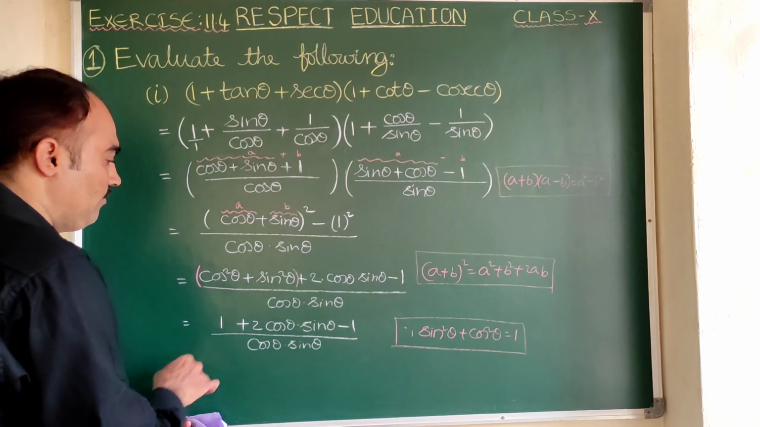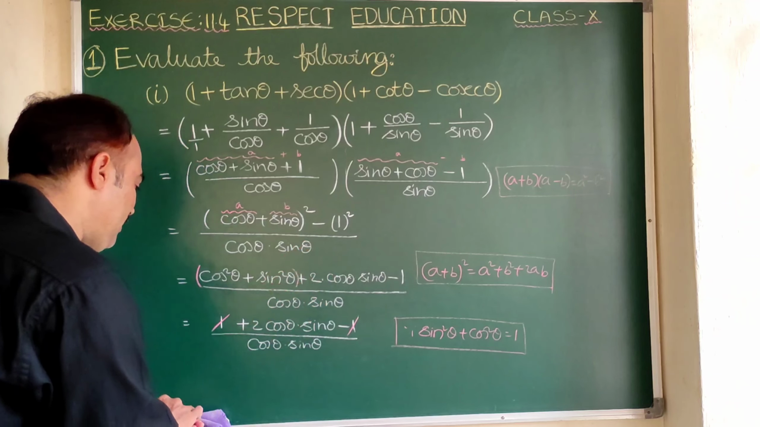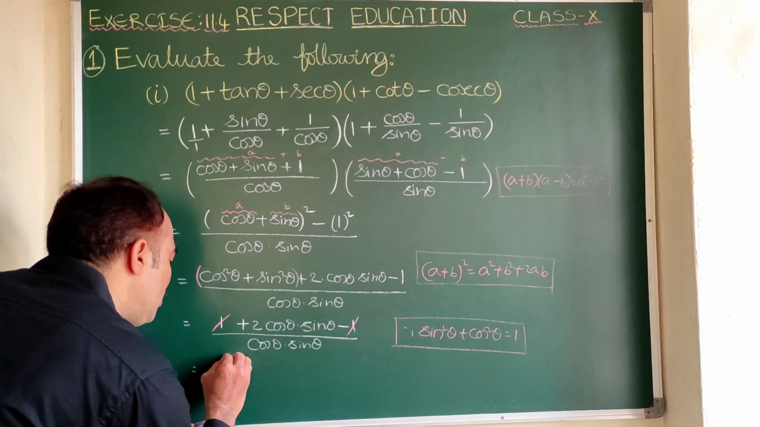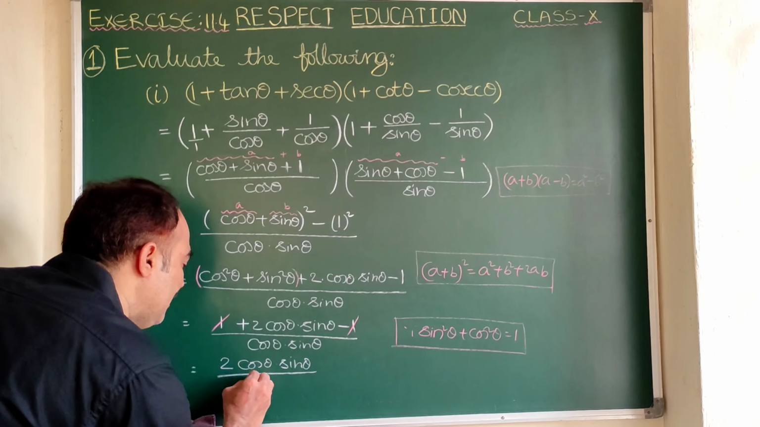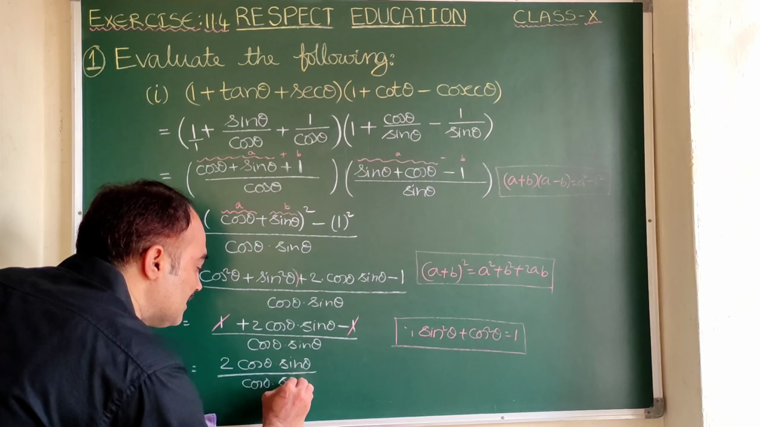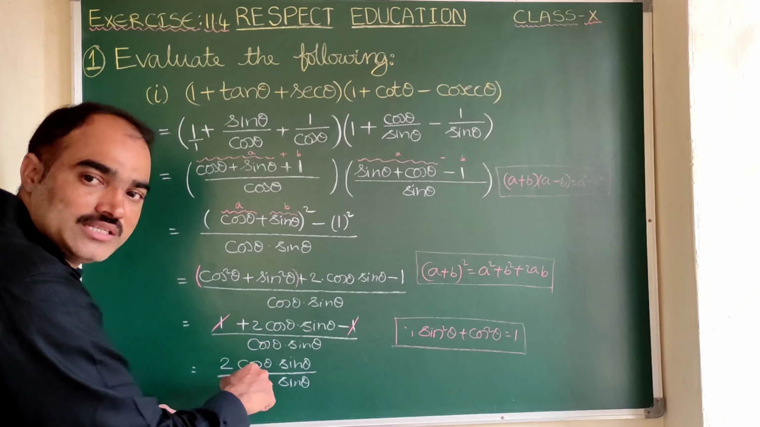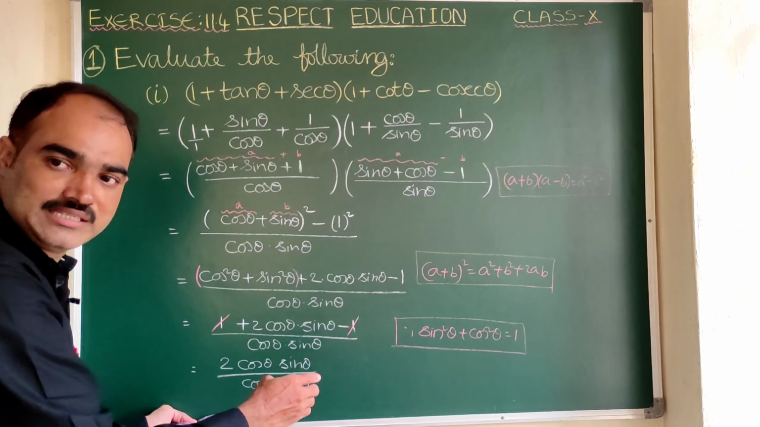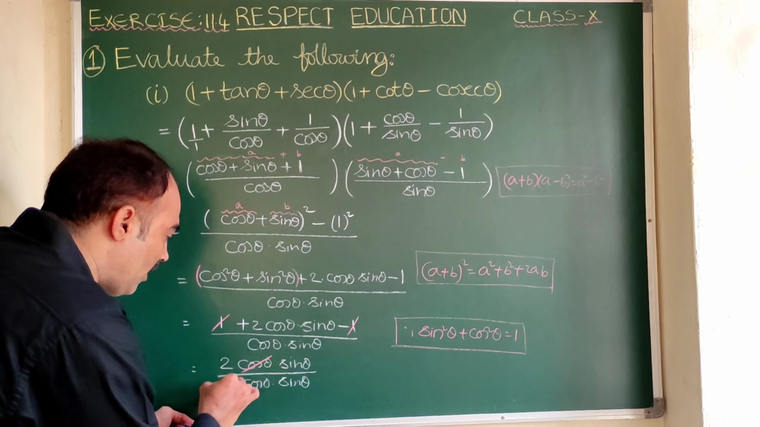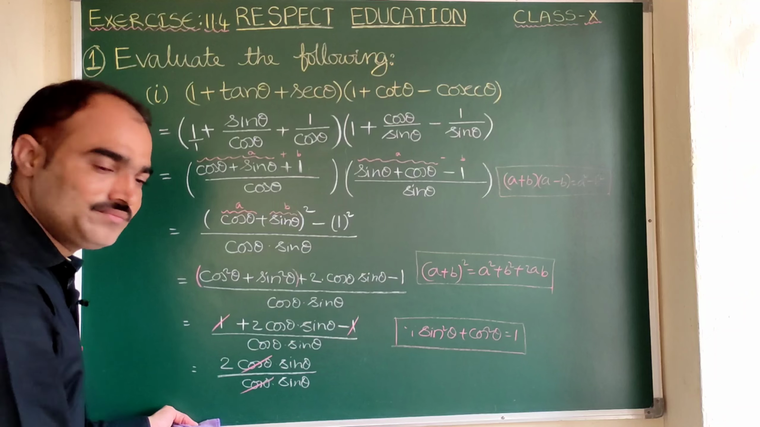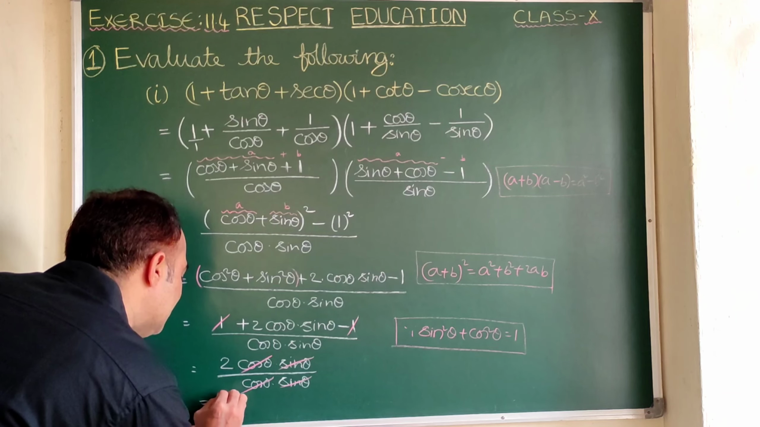Now what can be cancelled? Plus 1 and minus 1. Now what is left here? 2 cos theta into sin theta divided by cos theta into sin theta. Here you observe, this is a single term, 2 into cos theta sin theta. Here also a single term, cos theta into sin theta, since it is a product. So what can be cancelled? Cos theta can be cancelled and sin theta also can be cancelled. So what is the answer? 2. It is equal to 2.